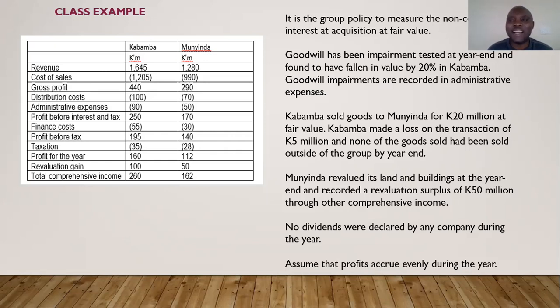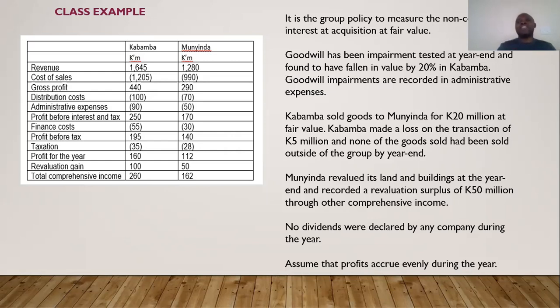Goodwill has been subjected to impairment testing at year end and found to have fallen in value by 20% in Kawamba. So it justifies the first part, where you need to compute your goodwill, because then you can impair it. And an impairment is actually an income statement entry.